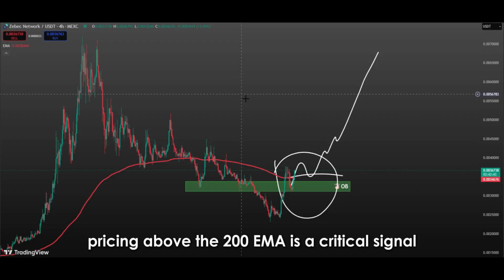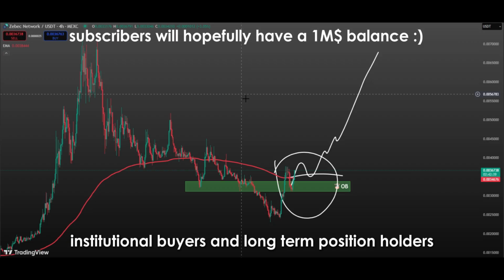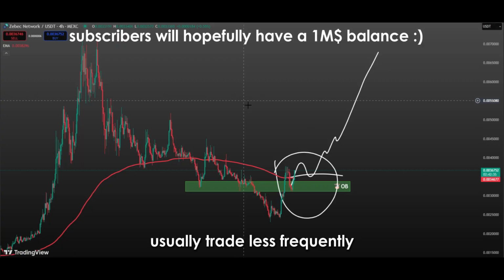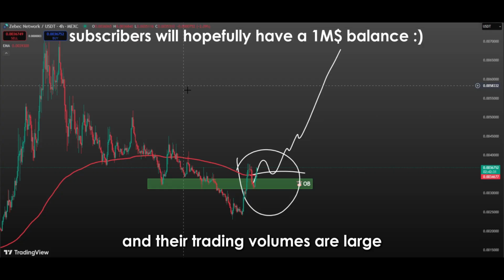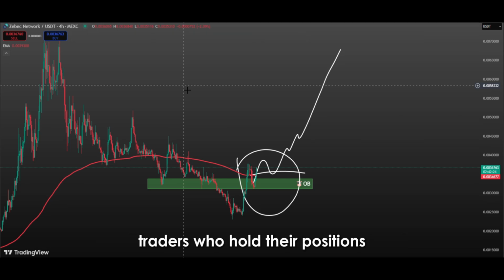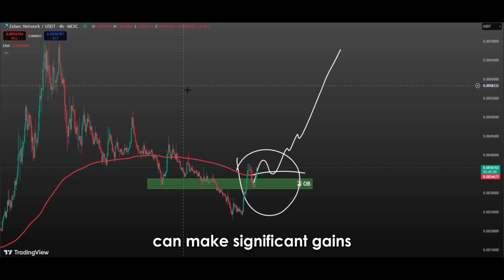Pricing above the 200 EMA is a critical signal, especially for large investors, institutional buyers, and long-term position holders. This is because these players usually trade less frequently, but the duration of their positions is long and their trading volumes are large. Therefore, their re-entry may result in a steady and sustainable uptrend. Traders who hold their positions, are patient, and time their purchases correctly can make significant gains.